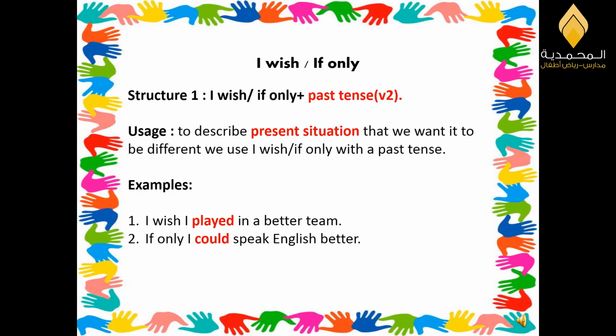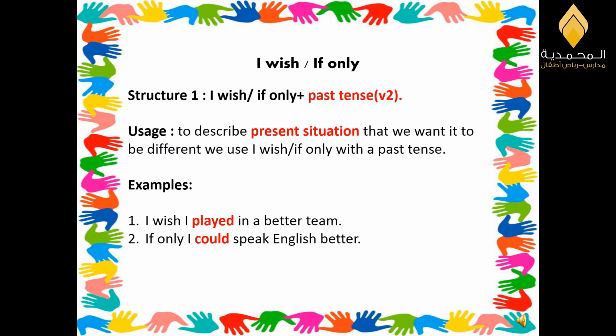Now, we have two structures for I wish or if only. The first structure says that I use I wish or if only with past tense, which means verb 2. What's the usage for this structure? When do I use it? I use it to describe a present situation. I'm talking about something now, okay? A present situation that we want to be different. So we use I wish or if only with the past tense.